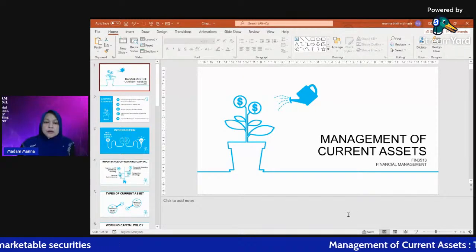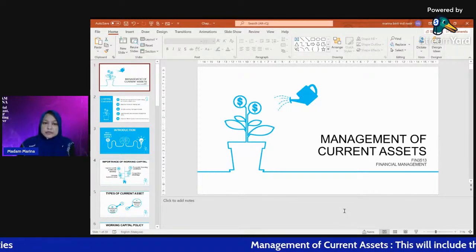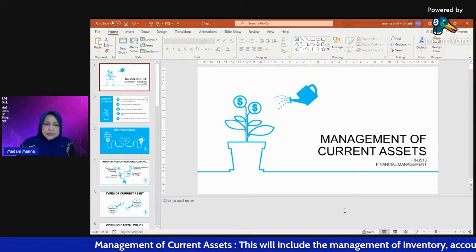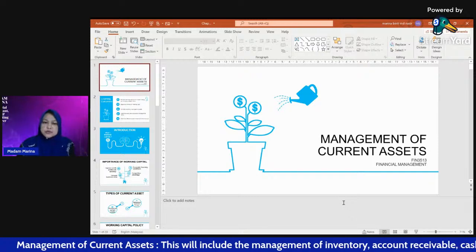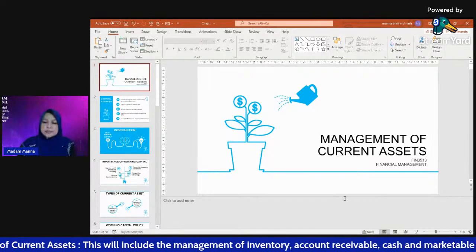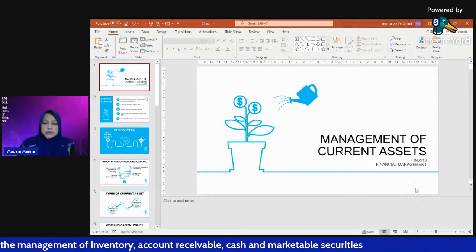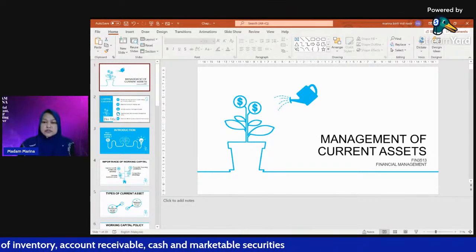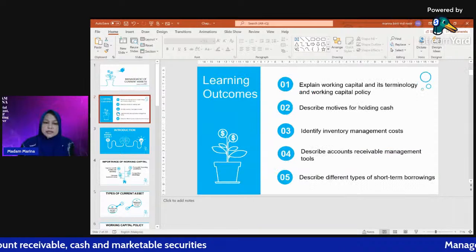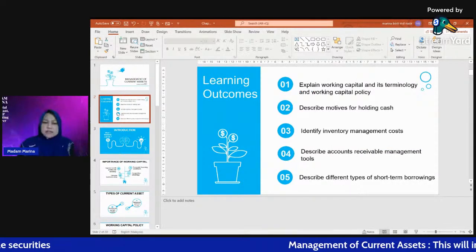What we have to learn today is for financial management. This is week 2. So today we will cover the topic management of current asset. What is the learning outcome for this topic? We have 5 learning outcomes.